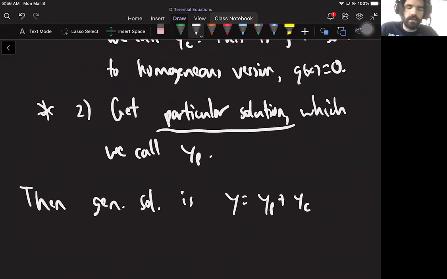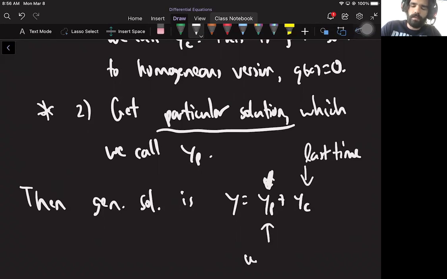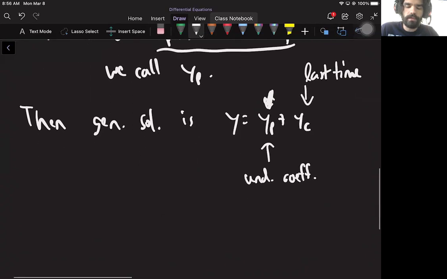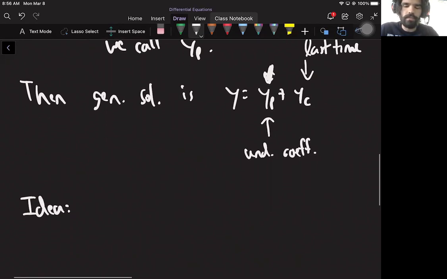Okay, so again, last time we learned how to get this. Oops, sorry. Did this last time. And this time we use the undetermined coefficients technique, as in the title of the section. Okay, so instead of describing the process in general, it's best to see an example. But the idea is basically this.